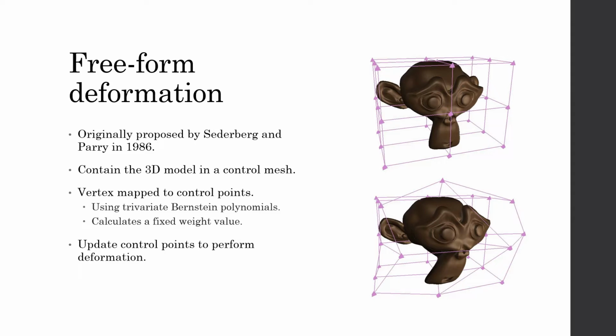After the weight value has been calculated, it will remain fixed until a new model is loaded in. This means that when a control point is moved to a new location, the vertices of the 3D model will be updated to satisfy the trivariate Bernstein polynomial equation that was defined earlier. This allows the user to move the control points to update the 3D model without directly touching the model's vertices.